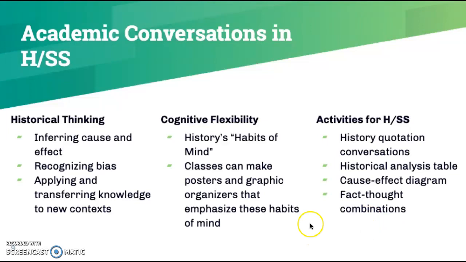Some activities for history social science classrooms that really emphasize academic language in academic conversations include history quotation conversations, in which students converse about a quotation or set of quotations in order to explain their meanings, as well as historical analysis table, a cause and effect diagram in which students are able to infer and evaluate, as well as fact-thought combinations that help students be critical, take a different perspective, and question accepted lines of thinking.